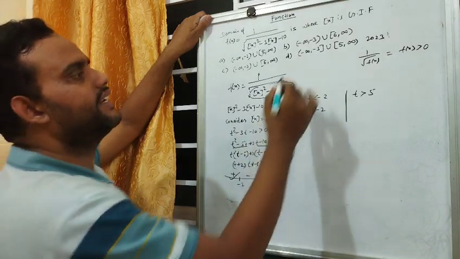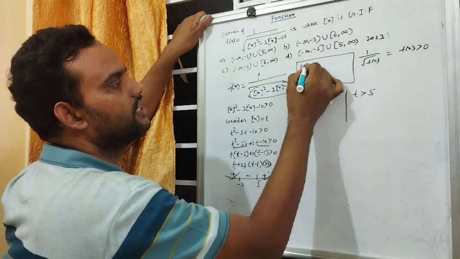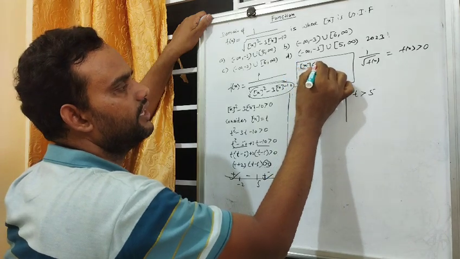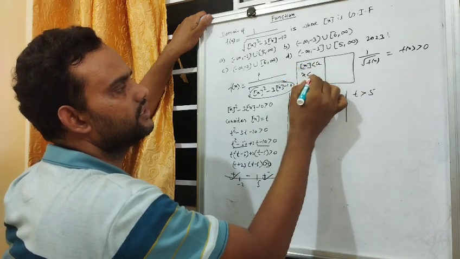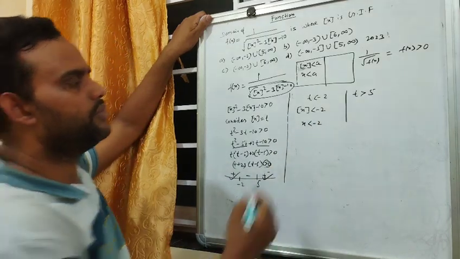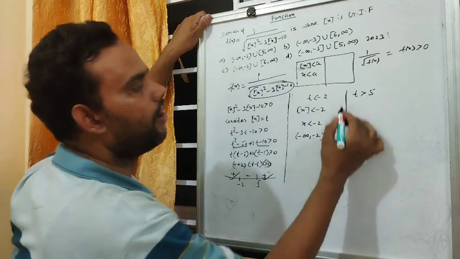So just we write here greatest integer properties. Greatest integer x less than a is nothing but x is less than a. So what we write here, x is less than minus 2. What is the meaning of this? We can take minus infinity to minus 2 here.